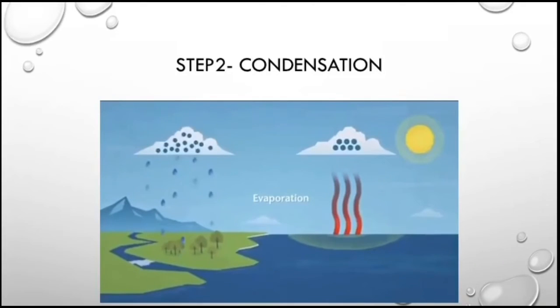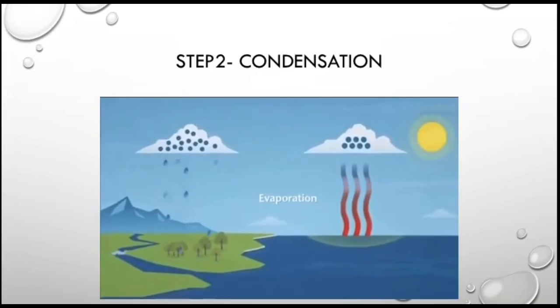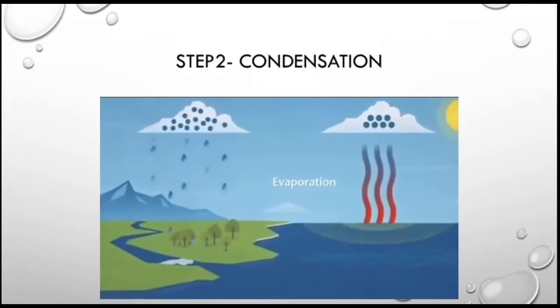Let me show you. Once the water vapor reaches up, it forms tiny droplets. You can see, yes, and these tiny droplets along with the dust particles come together to form a cloud, and that is known as condensation. So, dear students, in the previous class we discussed condensation, right?